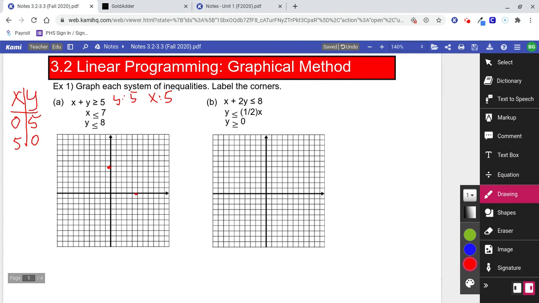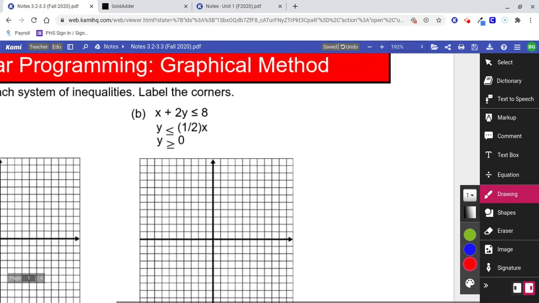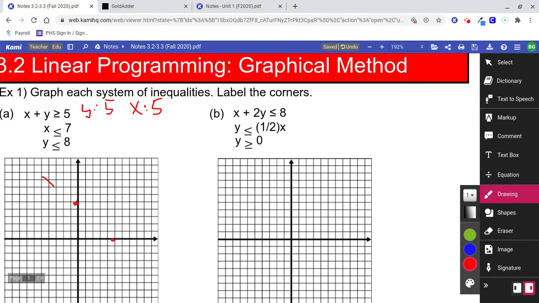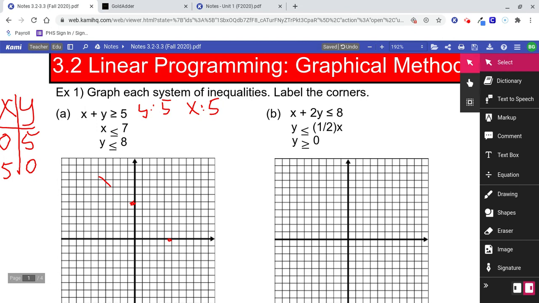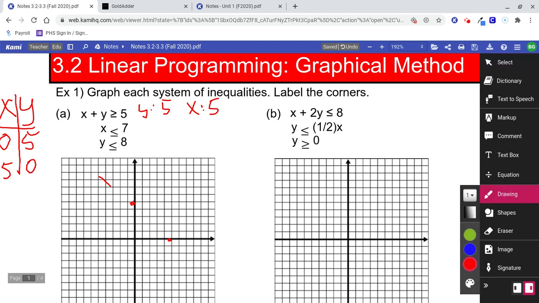So if I can draw a line through there, I've got it. Oh, that's terrible. I don't know if I'm going to be able to do this. Maybe I'll zoom a little bit. Okay. Do your best. Use a straight edge if you need to. This is really hard, okay?